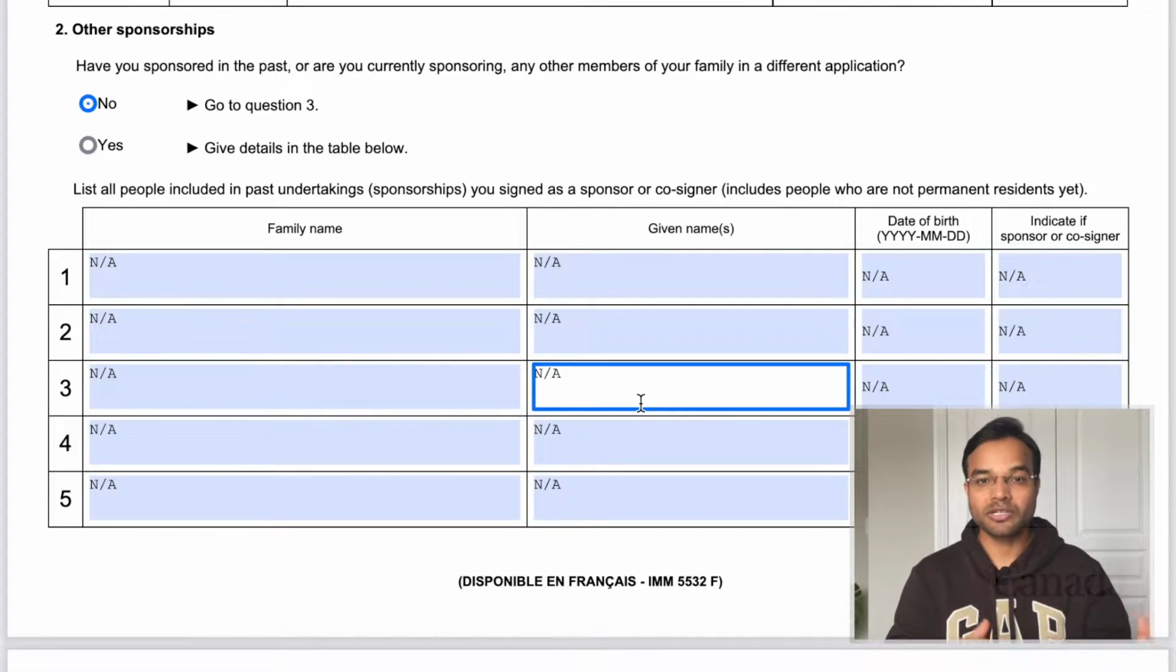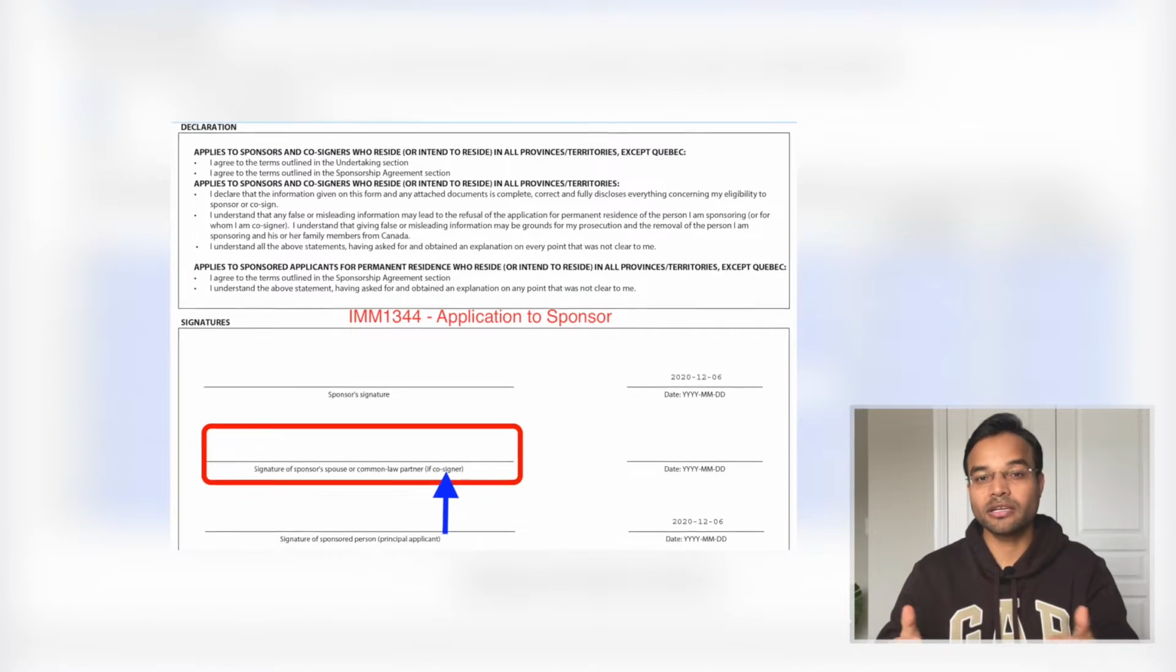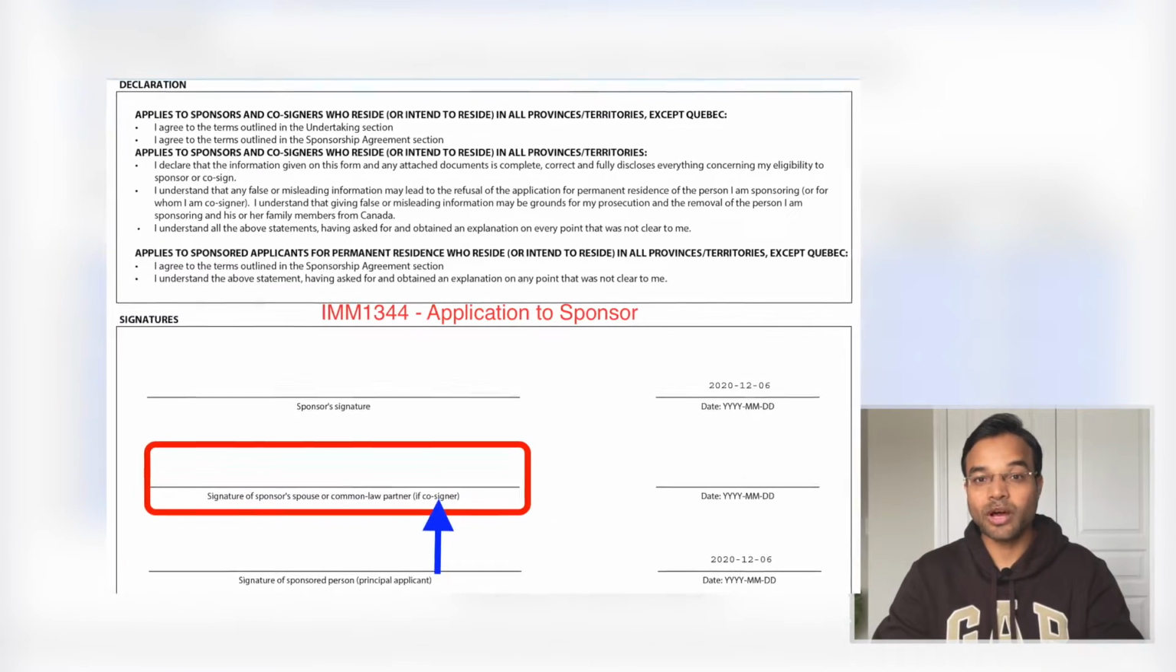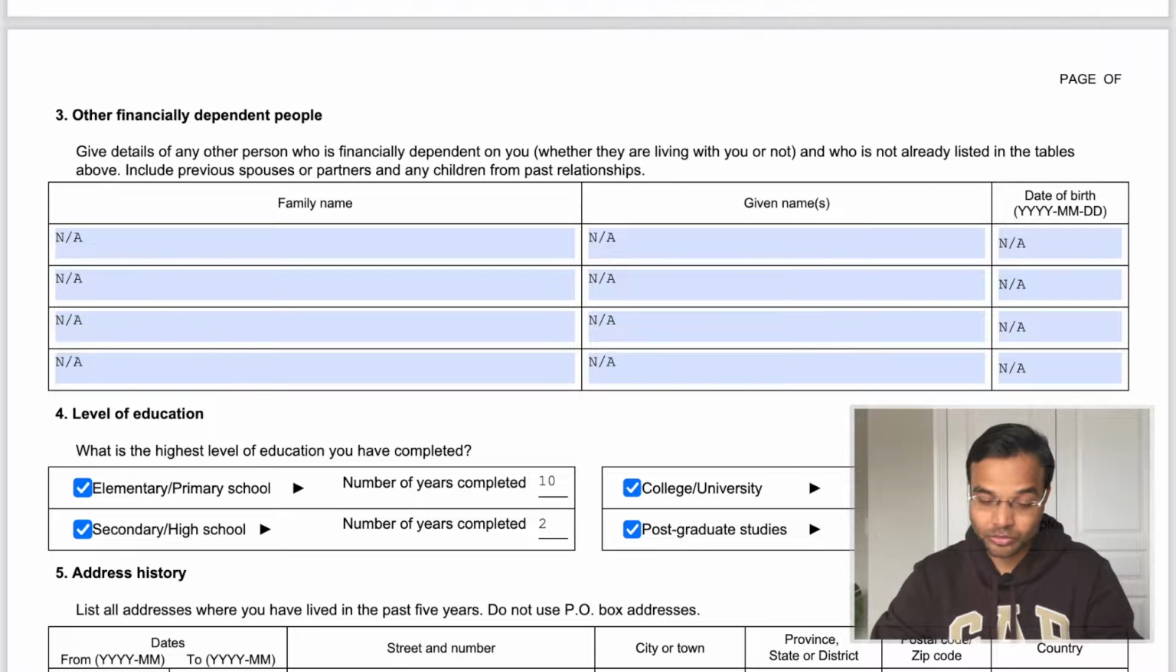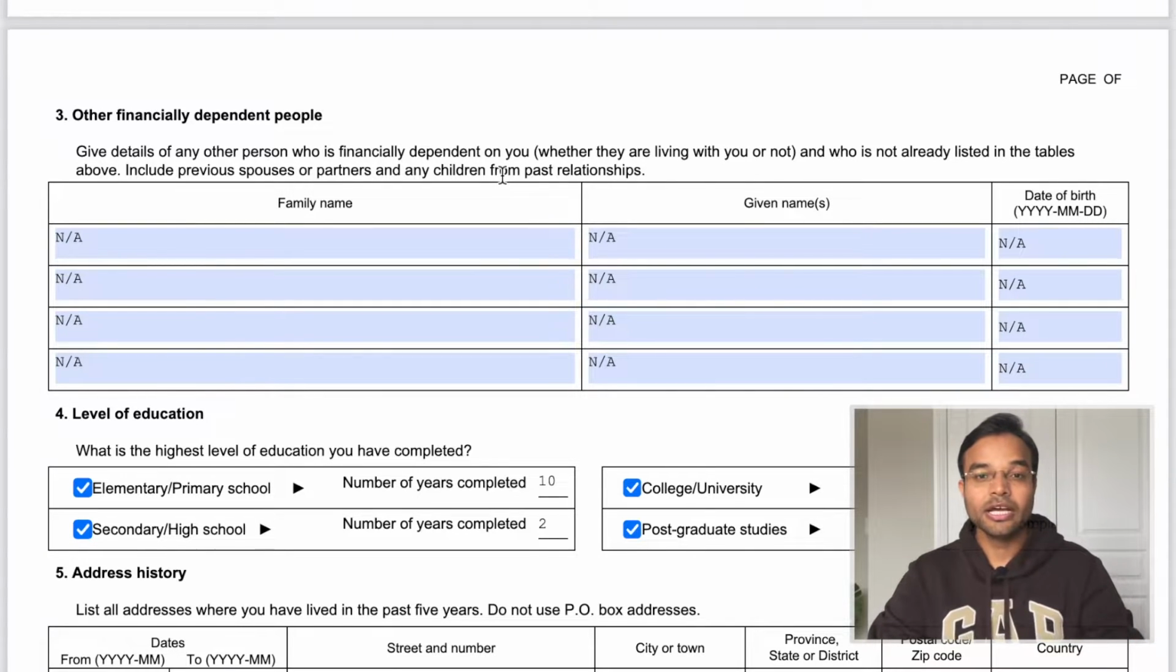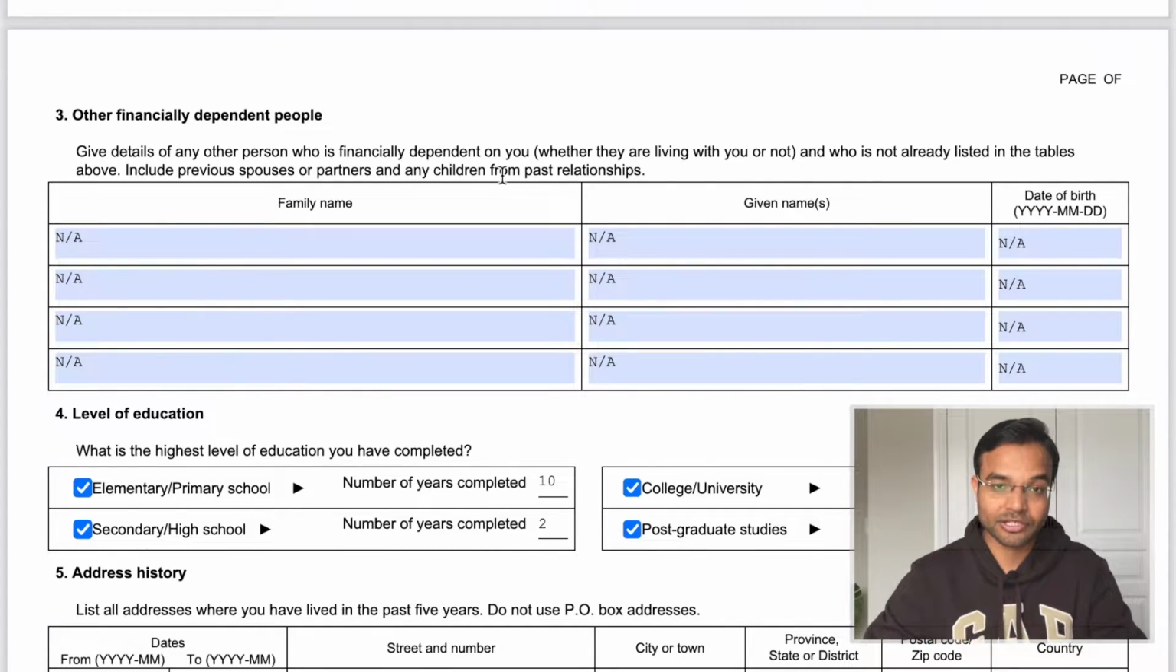Or if you have not sponsored someone in the past but you have been a co-signer in some application, then in that case you have to disclose that information here as well. The next question is, give details of any person who is financially dependent on you. It can be a person from your current relationship or from your past relationship, and that can most likely be your spouse or your children. In that case, you will have to first understand who exactly is defined as a dependent in the entire IRCC application process.